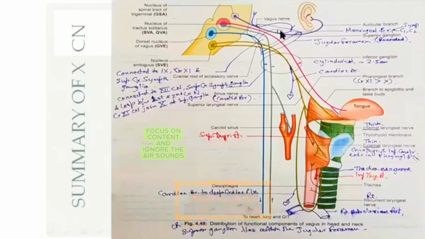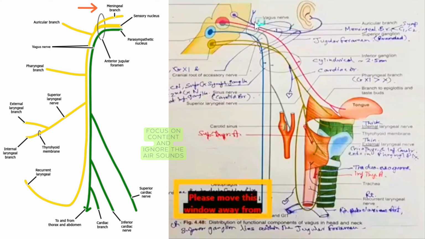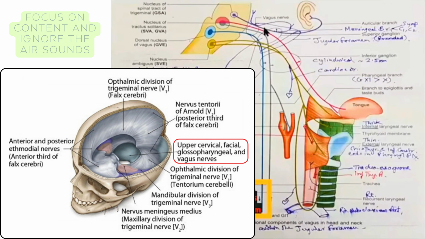And remember, there was a branch from this superior ganglion. Here you can see it's the meningeal branch. It is winding back and reaching back into the cranium. This meningeal branch was carrying sympathetic fibers and sensory fibers from C1, C2. Got it? Although it's a branch of vagus, the fibers running in it are different.